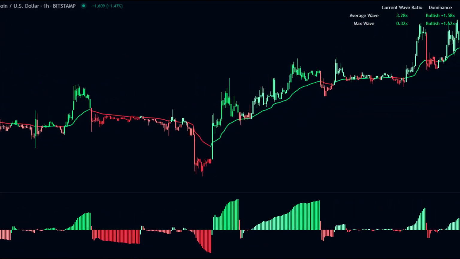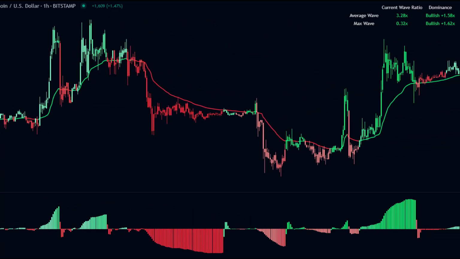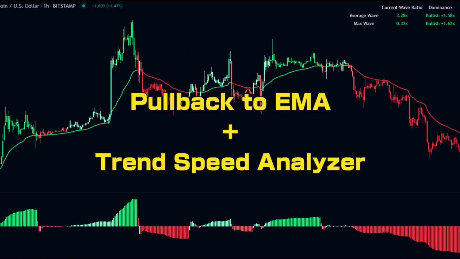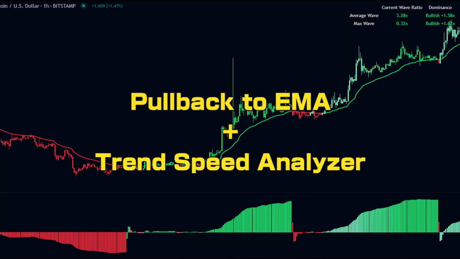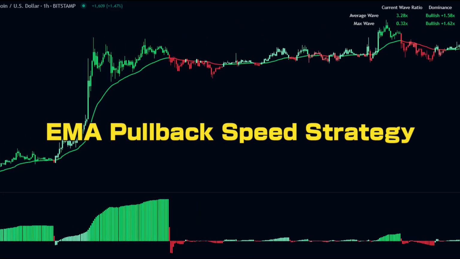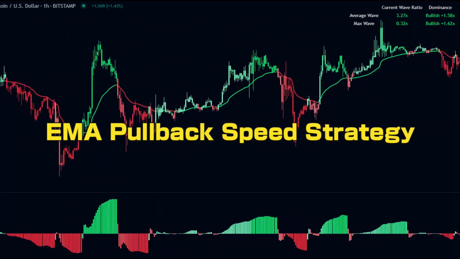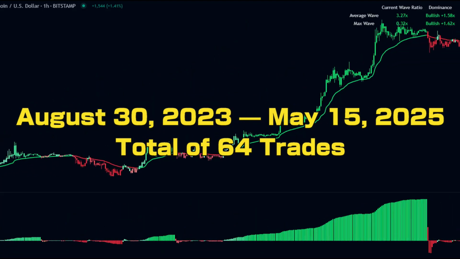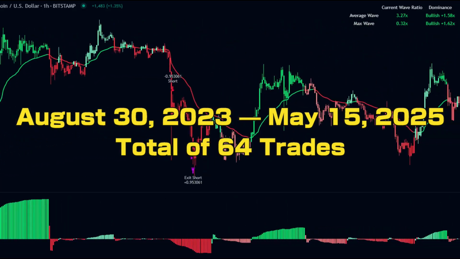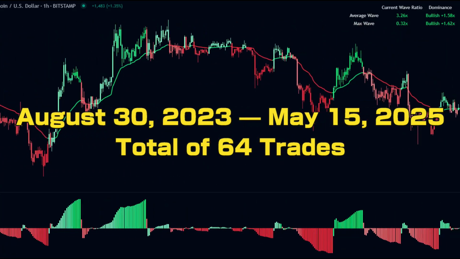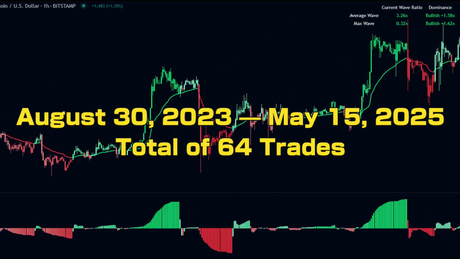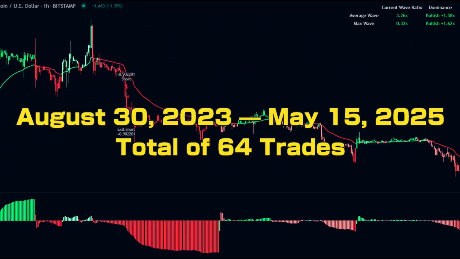Backtest results of the custom algo, EMA pullback speed strategy. The strategy tested this time is a trend-following approach that combines pullbacks to the EMA with the Trend Speed Analyzer. It's called the EMA Pullback Speed Strategy. For more details, please check the blog linked in the description. The backtest was conducted on BTC/USD with a total of 64 trades. We evaluated the strategy's practicality based on metrics like win rate and risk-reward ratio.